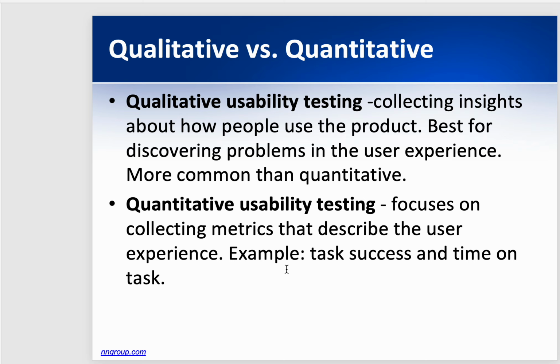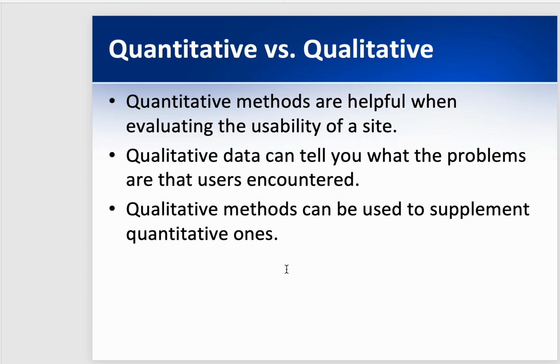And here you can get metrics like, for example, the success of the task. Was it successful? The time on the task. How much time did it take them to do the task? So there are a lot of quantitative measures that can be done as well. Quantitative versus qualitative: quantitative is helpful, of course, and it can tell you it took them a long time to do this, but qualitative will really tell you what the problem is, why, what happened. And so they really go hand in hand, and qualitative can supplement the quantitative ones.